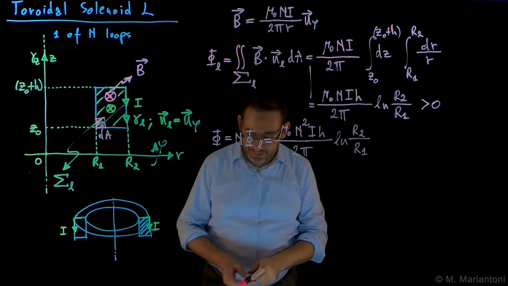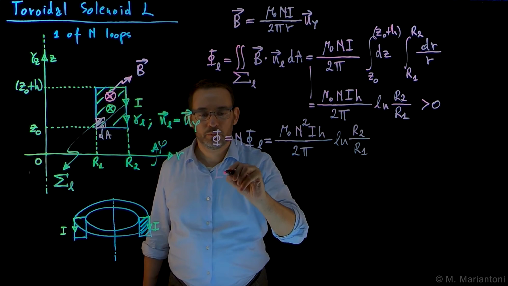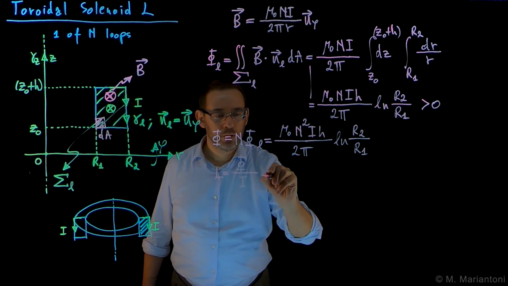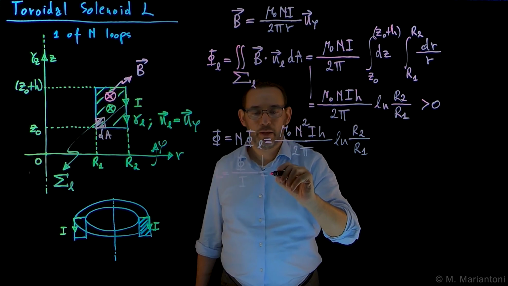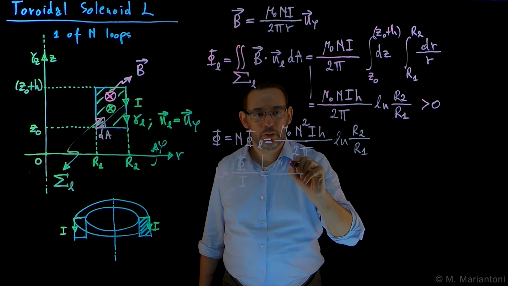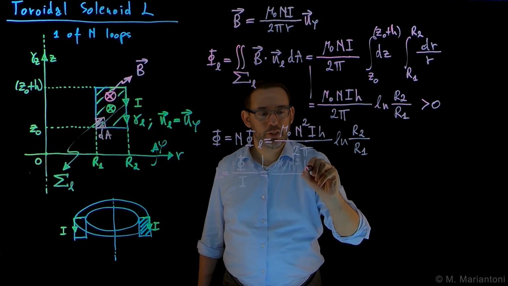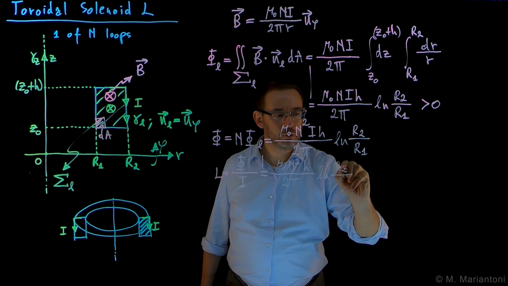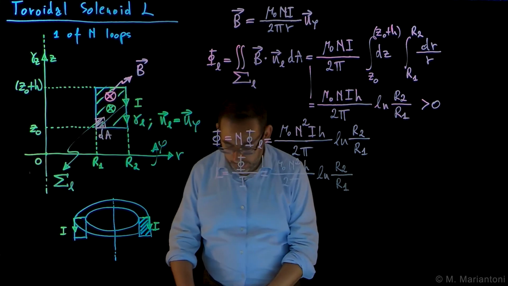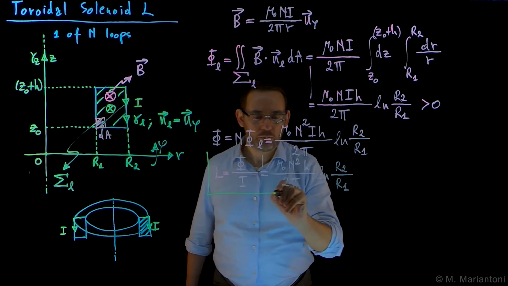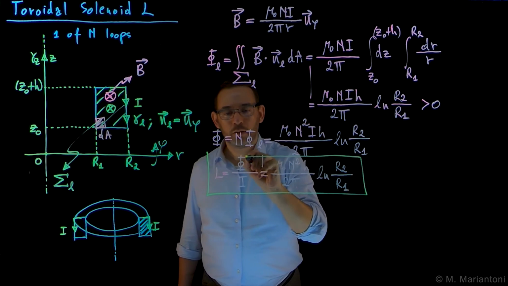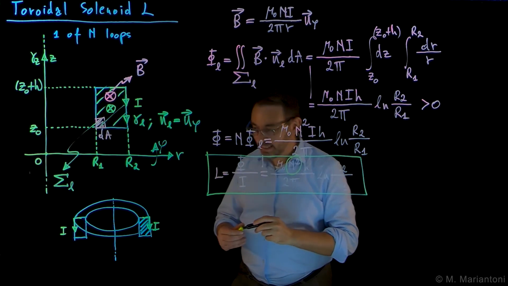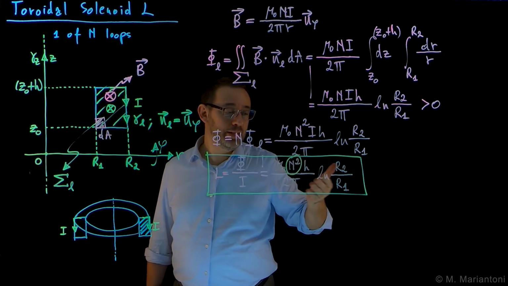Now, in order to find finally the inductance, we know that the inductance is phi over I. And so we plug in this expression here and get rid of this I, and we get that the inductance is nothing but mu naught times N quantity squared times h divided by 2 pi natural logarithm of R2 divided by R1. And this is the final expression we wanted to get for the self-inductance of a toroidal solenoid. Important to note, there is this N squared, so the self-inductance scales with N squared. The more loops you put, the bigger it gets with N squared.